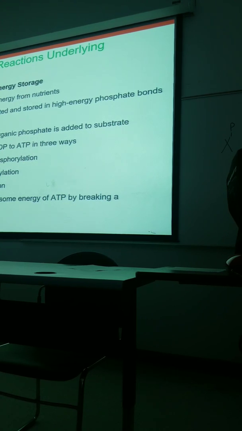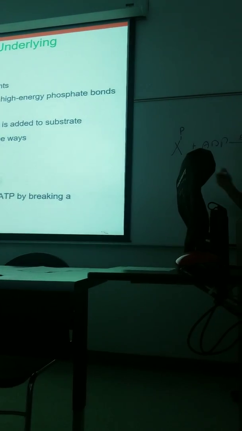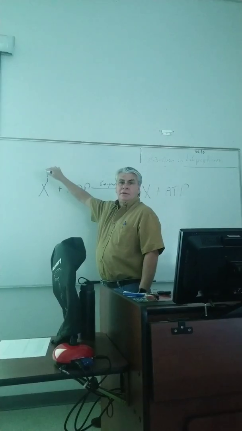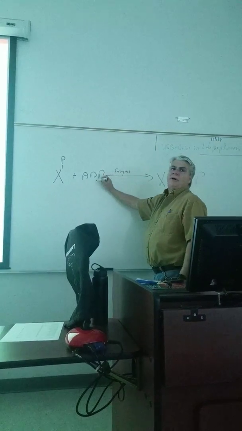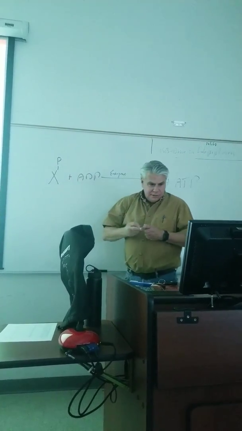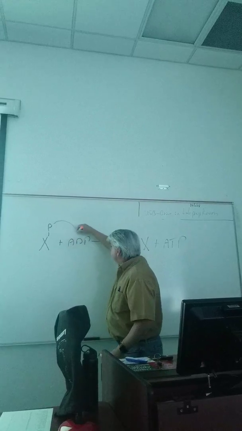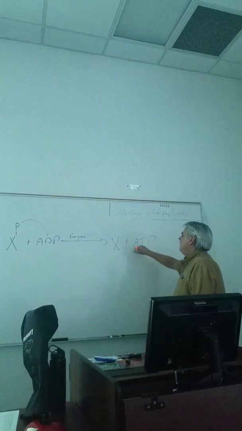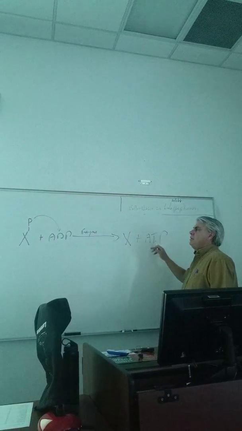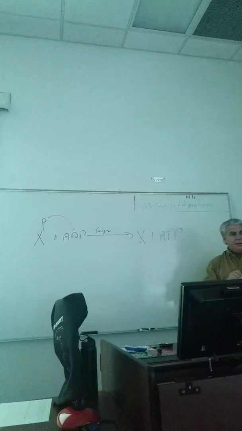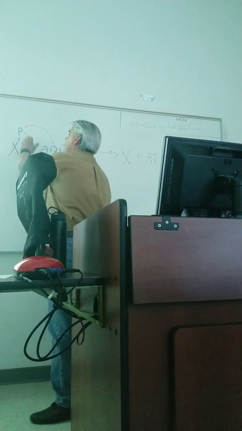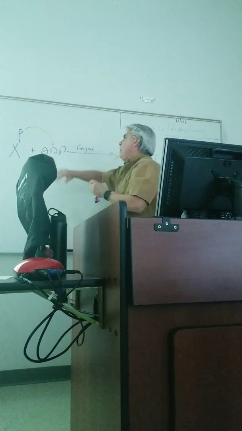Substrate. You're taking the phosphate and adding it to the ADP so we can make ATP. This is taking the phosphate from this substrate and adding it to this substrate, right? So now this one is just X, could be glucose, could be whatever. But now you've got ATP. This is substrate level phosphorylation. The enzyme is taking the phosphate from this molecule and adding it directly to this molecule.